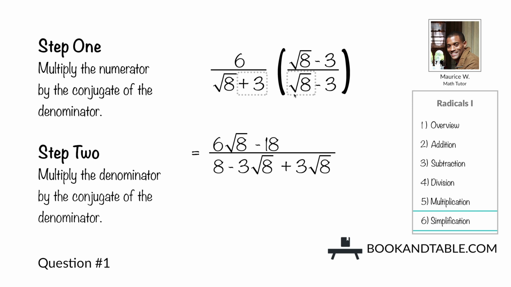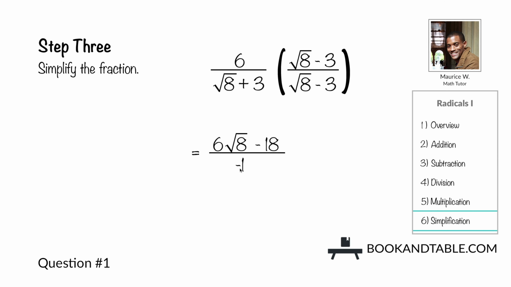Positive 3 times radical 8 is positive 3 radical 8. Negative 3 and positive 3 radical 8 negate each other, so we can remove those. Positive 3 times negative 3 is negative 9, leaving us with 8 minus 9 in the denominator, which is equal to negative 1. This coefficient, negative 18, and the number in the denominator, negative 1, can all be simplified by dividing them by negative 1.